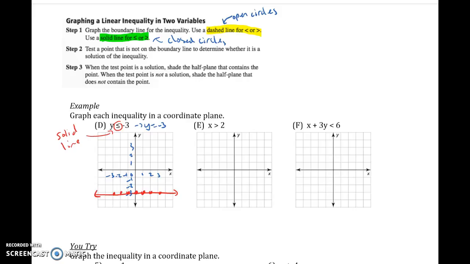Then we want to make sure we're testing a point that is not on the boundary line, because we already know if the boundary line is a solution or not. Right now, we already know everything on that red line is a solution. So let's go ahead and test some other point, and when I can, I like to test 0, 0, because 0, 0 is a super easy point to use. So I'm going to plug in 0 into the original inequality, y is less than or equal to -3. There's no x, so I'm not going to worry about it. So is 0 less than or equal to -3? No. So that means 0, 0 is not a solution.